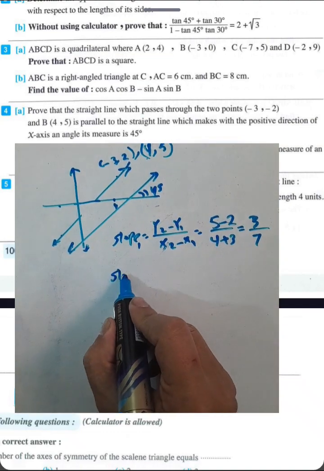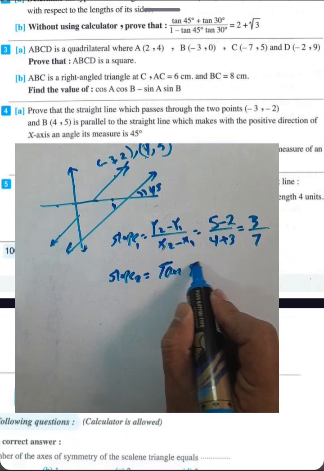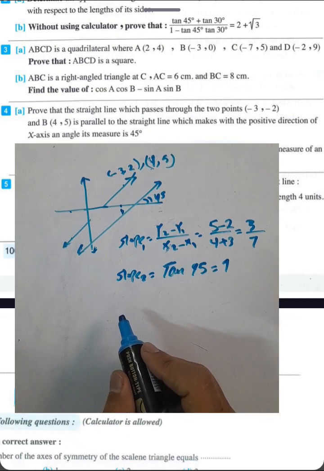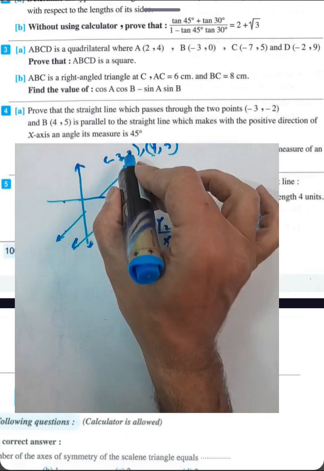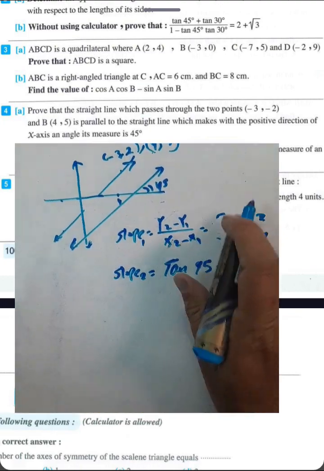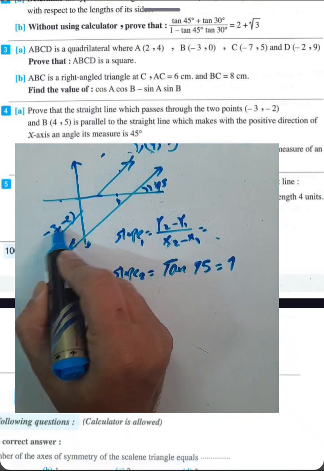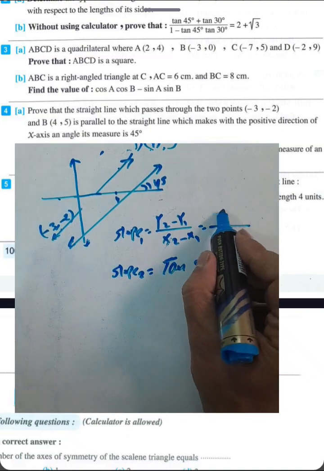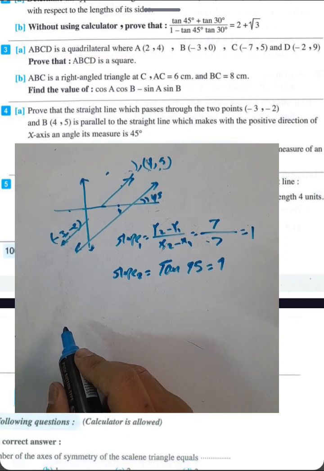Okay, and then slope 2, it will be 10, 45, it will be 1. Okay, we have, sorry, it was -2. This point, we have -3 and -2 and 4 and 5. Again, 5 minus -2, it will be 7. 4 minus -3, it will be 7. 7 divided by 7 equal 1.